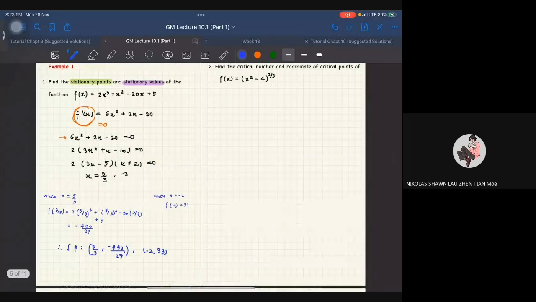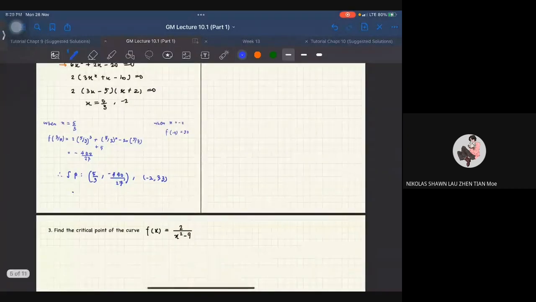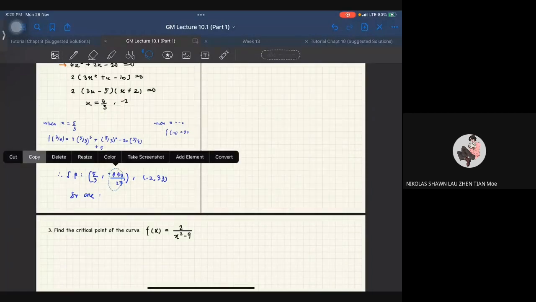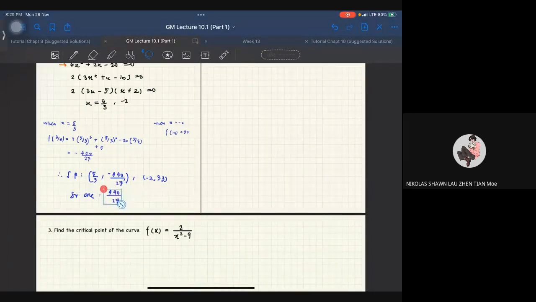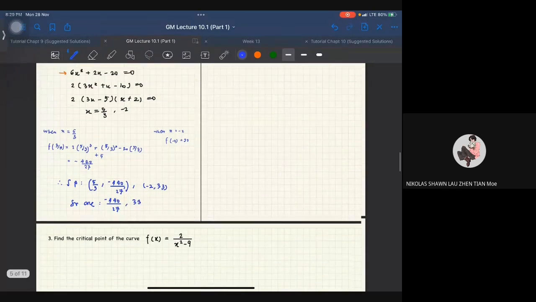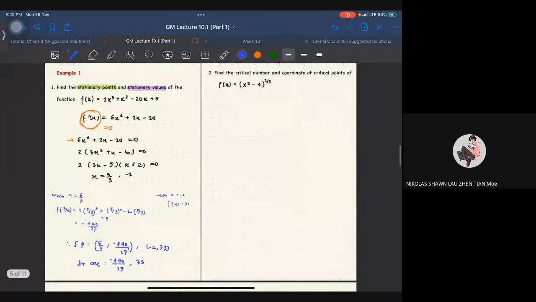Okay, tapi ini hanya untuk stationary point. Awak kena listkan juga the stationary values. Okay, so I just write as SV. So SV kita adalah dua nilai ini. So I have -440/27 and also I have 33. Settle. So inilah kita punya cara untuk cari stationary points and also stationary values. Okay, itu sahaja. Boleh ke semua orang? Ada soalan tak?